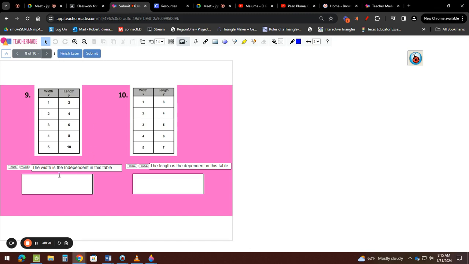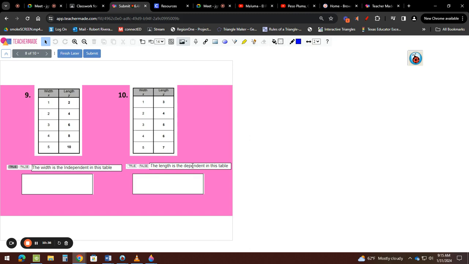Slide 9. Who's the independent? Who's the dependent? X is independent and Y is dependent. So look at the first statement. The width is independent in this table. Go check the table. Is the width the independent? Yes or no? Yes. So that would be true. Let's go to the next one.